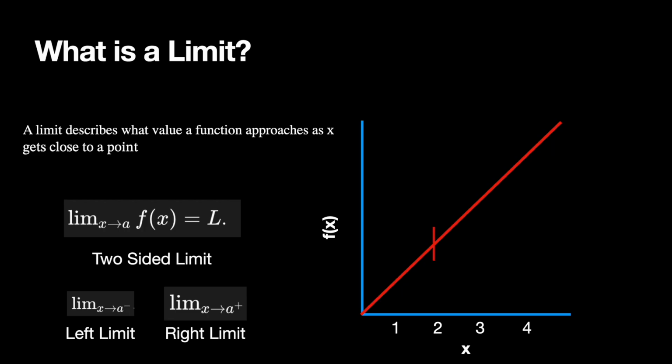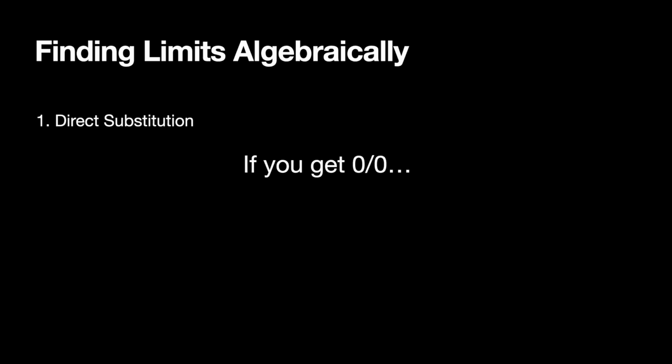Now, to find the limit approaching a certain x value graphically, you can first approach it from the right and then approach it from the left. Now, if they equal the same value, your two-side limit exists. Otherwise, it doesn't.